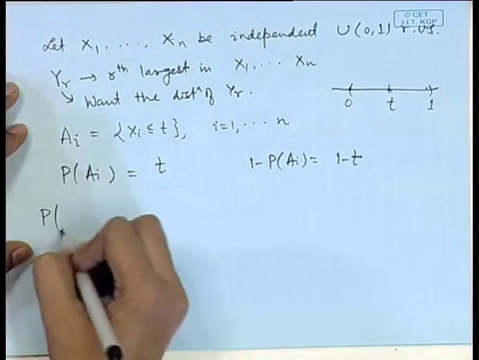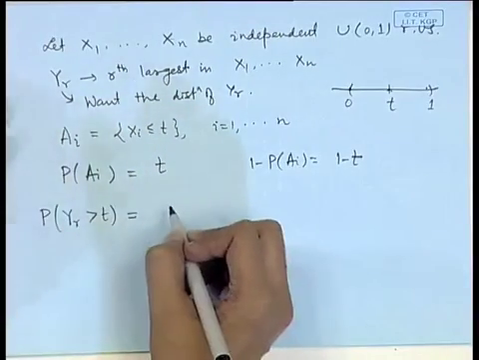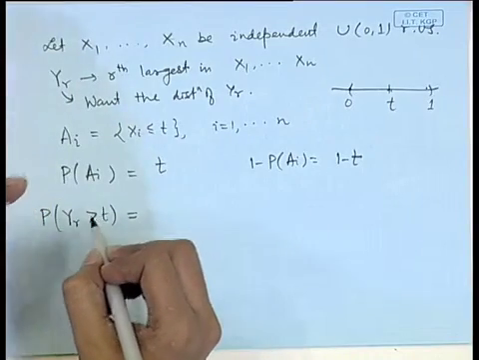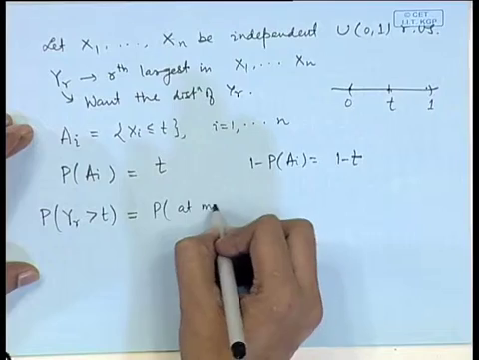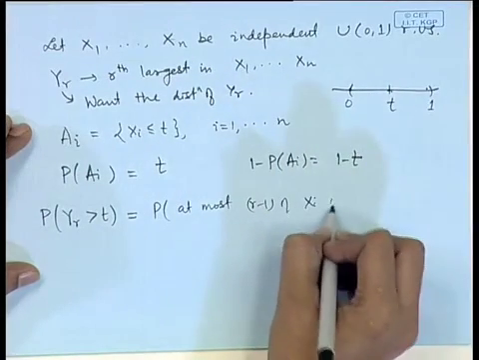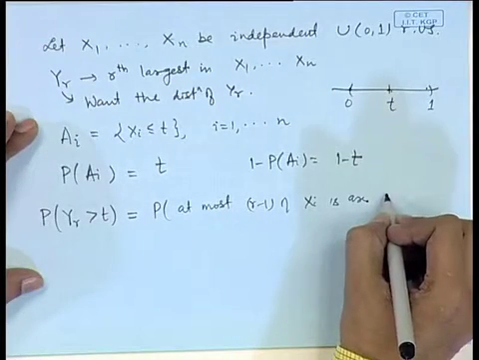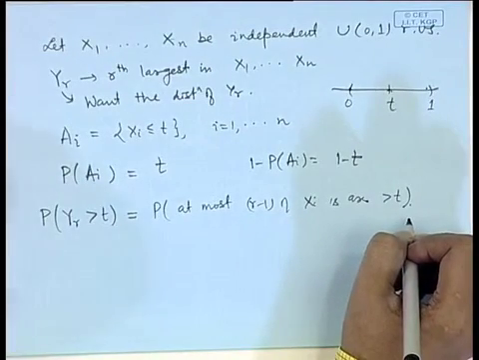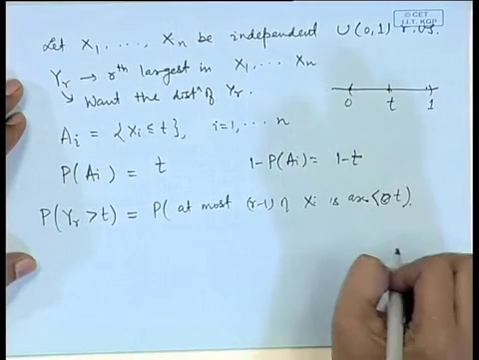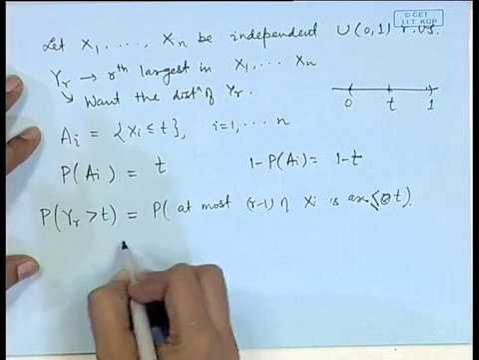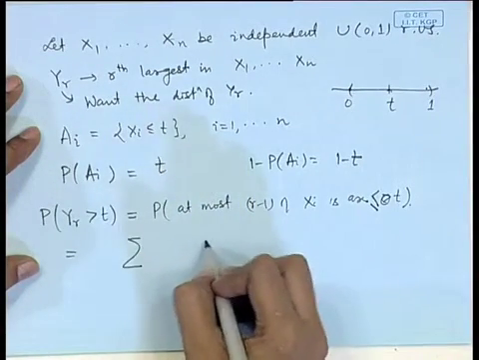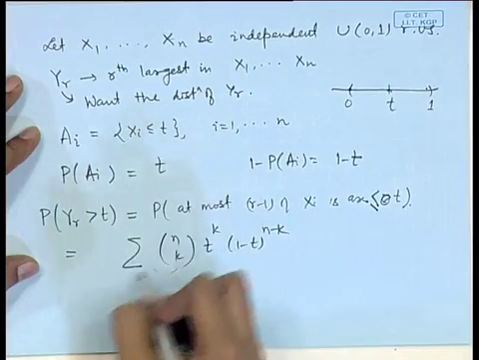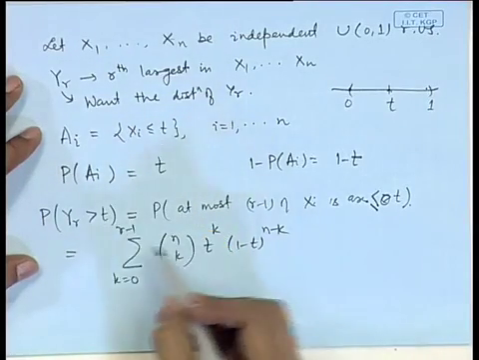So, if we are looking at, say, probability of y r greater than t, it is equivalent to the event that at most r minus 1 of x i's are less than t. So, this event is equivalent to sigma t to the power k, 1 minus t to the power n minus k, n c k, k is equal to 0 to r minus 1.